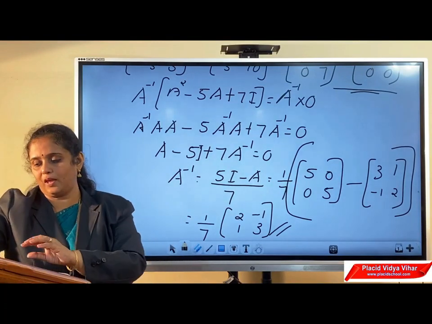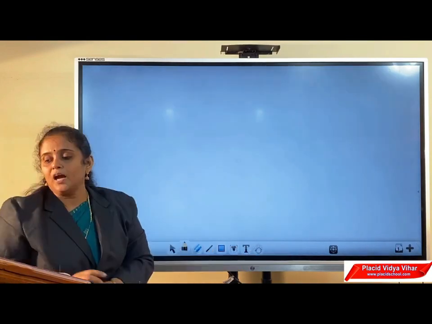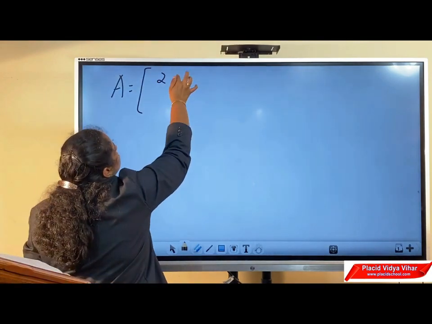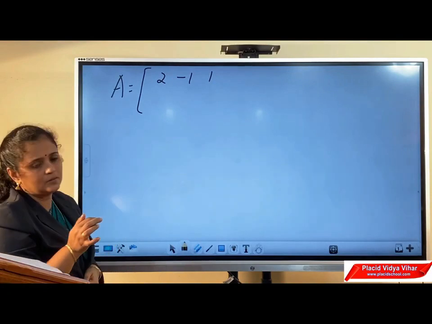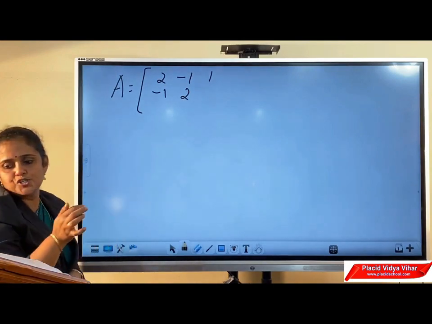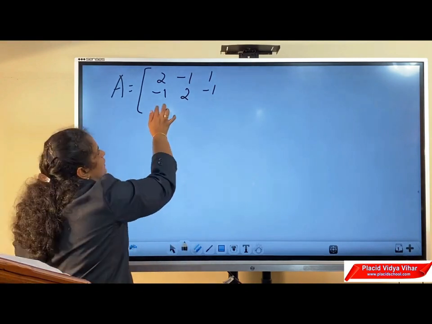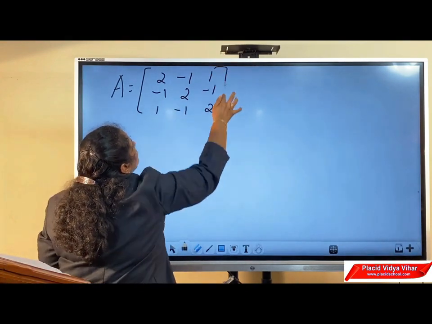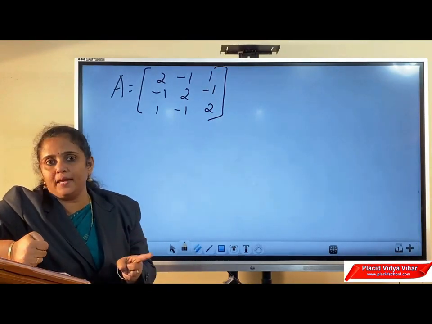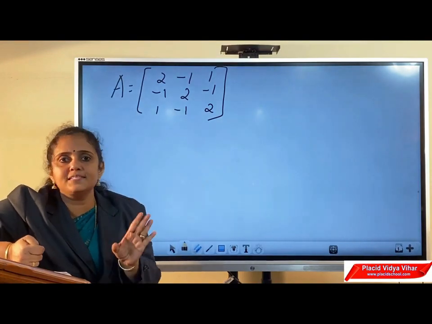Okay, the same way we can do the next question also. If A is equal to [2, -1, 1; -1, 2, -1; 1, -1, 2], the question is: verify that A cube minus 6A square plus 9A minus 4I is equal to 0.